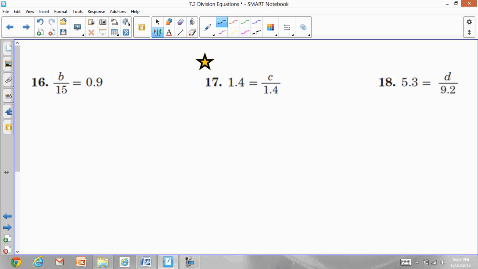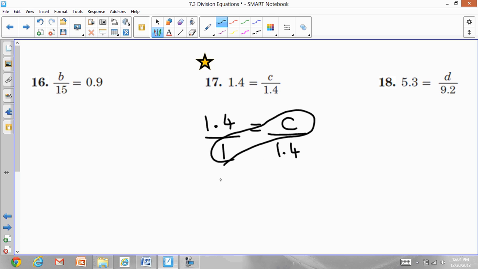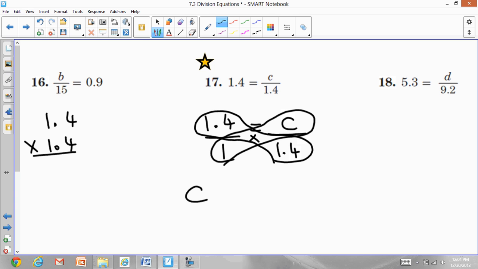Focus on question number 17. Copy this down. You're going to write 1.4 equals c over 1.4. So there is no denominator on the bottom of this, so I'm just going to write 1. So now I can cross over and multiply. 1 multiplies c to give you just the c, and 1.4 multiplies 1.4. So let's do it on the side. 1.4 times 1.4.